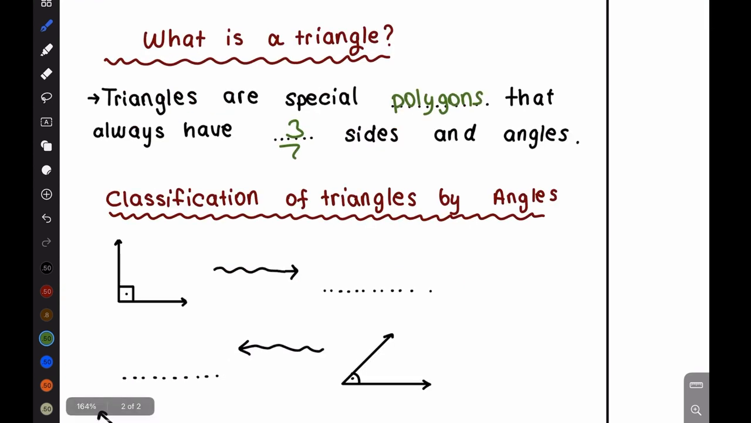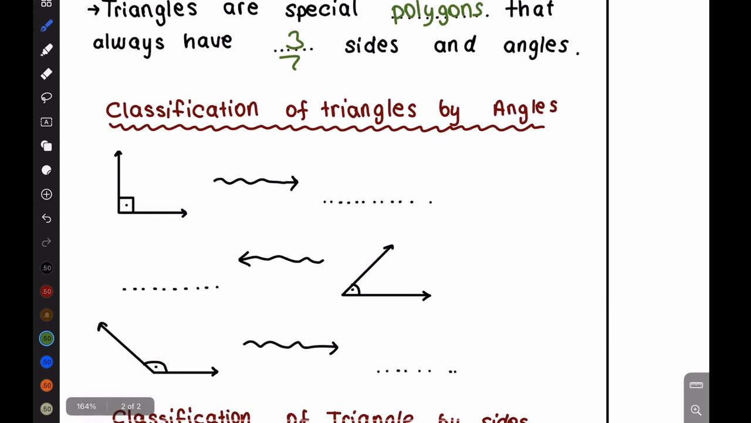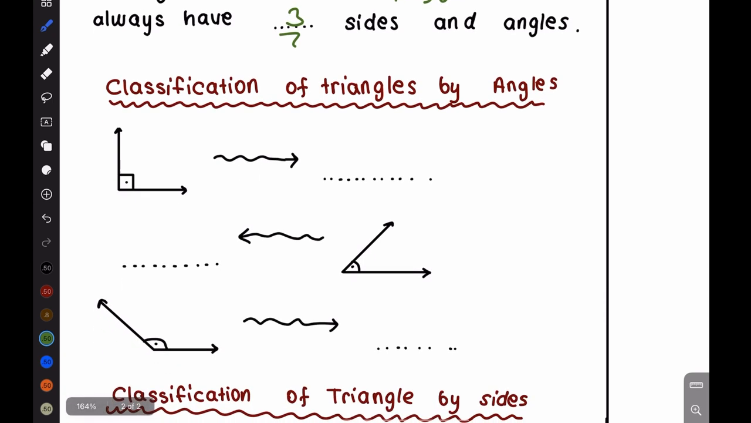For starters, we're gonna learn how to classify triangles. There are two different ways to classify triangles. They can be classified by their sides and they can be classified or organized by their angles. Let's start by classifying triangles by their angles. We know that there are three types of angles.